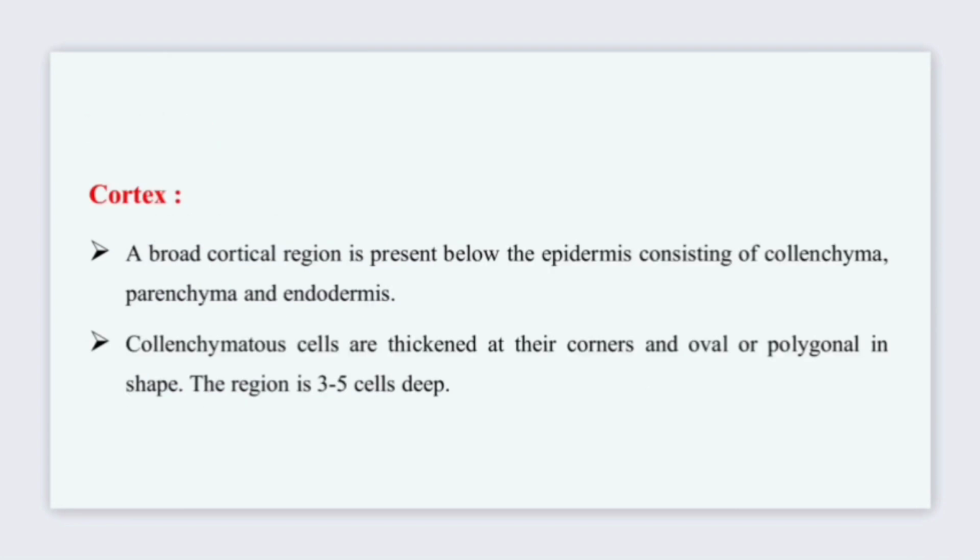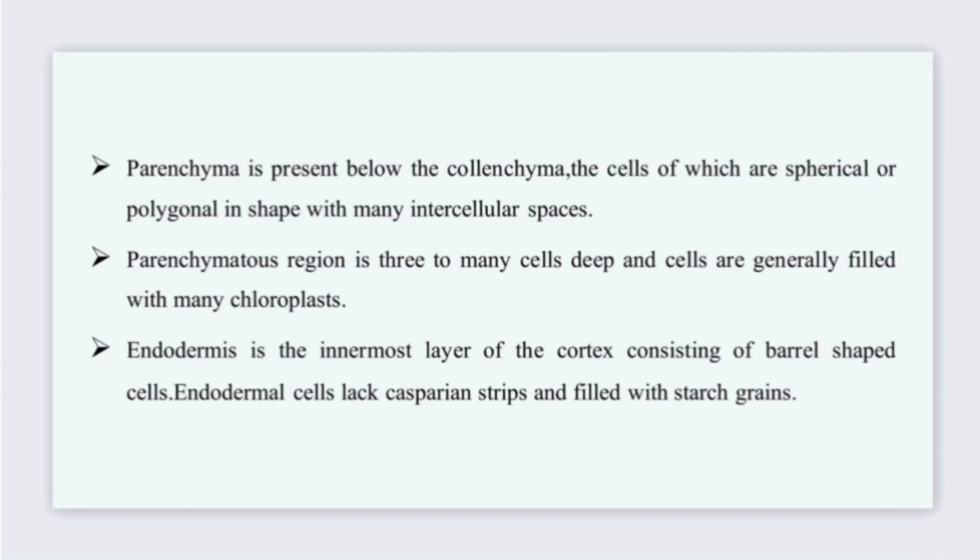Cortex. A broad cortical region is present below the epidermis, consisting of collenchyma, parenchyma and endodermis. Collenchymatous cells are thickened at their corners and oval or polygonal in shape. The region is 3 to 5 cells deep. Parenchyma is present below the collenchyma, the cells of which are spherical or polygonal in shape with many intercellular spaces. Parenchymatous region is 3 to many cells deep and cells are generally filled with many chloroplasts.